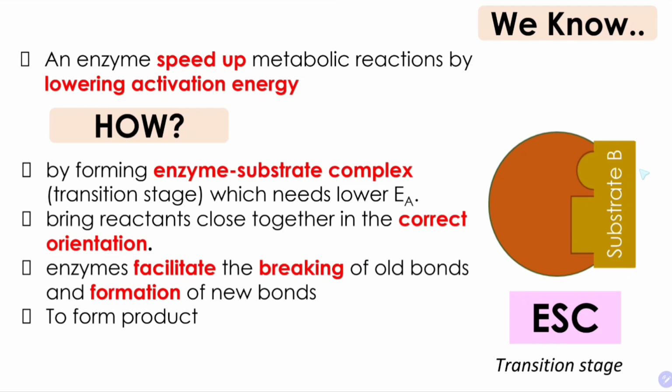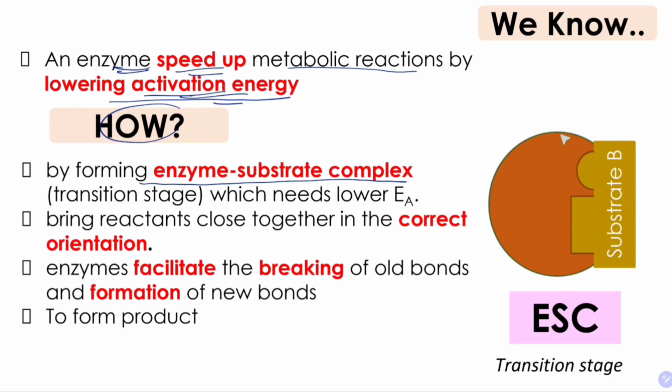Next, from our discussion in 4.1, we know that enzyme can speed up the rate of metabolic reaction by lowering activation energy. What we don't know is how. How does enzyme lower the activation energy, hence causing the rate of metabolic reaction to speed up? The first way is by forming the enzyme substrate complex, basically referring to the binding of substrate to the active site of the enzyme.